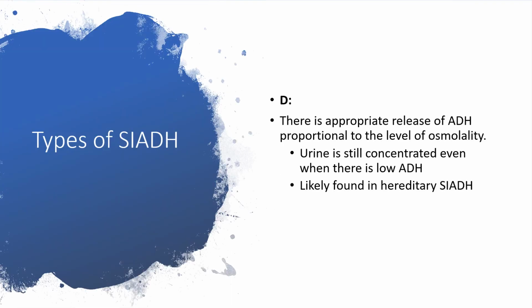In type D, there is appropriate release of ADH proportional to the level of osmolarity. But urine is still concentrated, even in the face of low ADH. This is likely found in hereditary syndrome of inappropriate antidiuretic hormone. You want to understand that better? Pause, read my write-up, replay my comments.